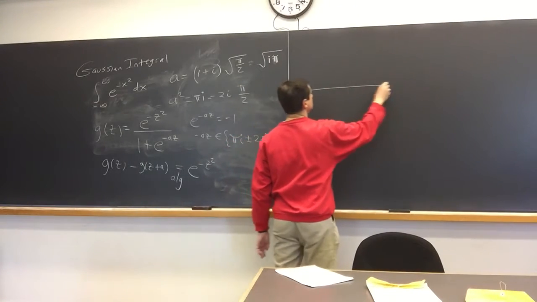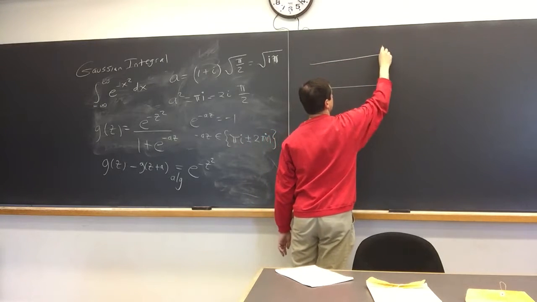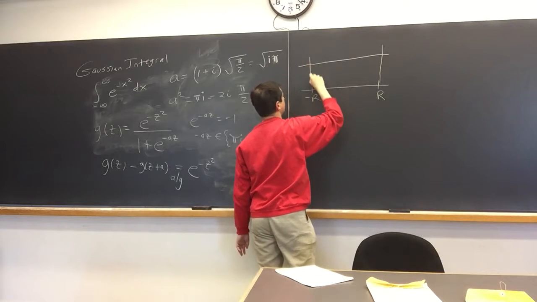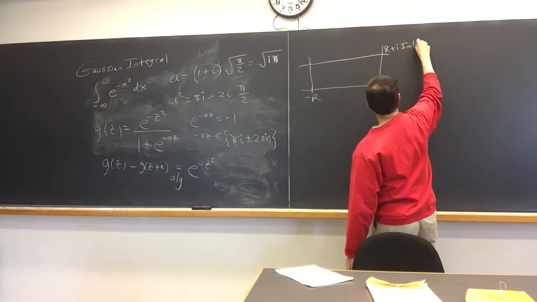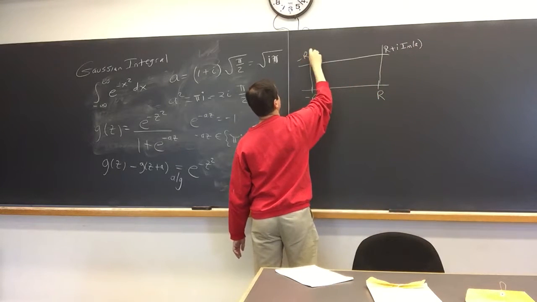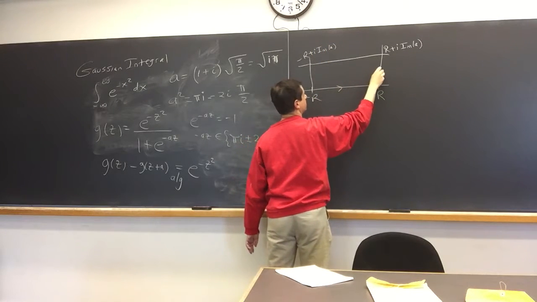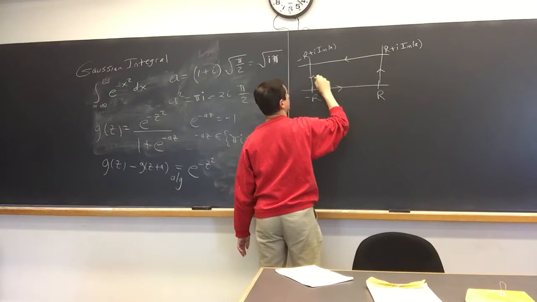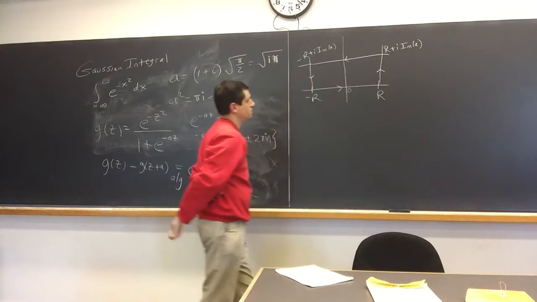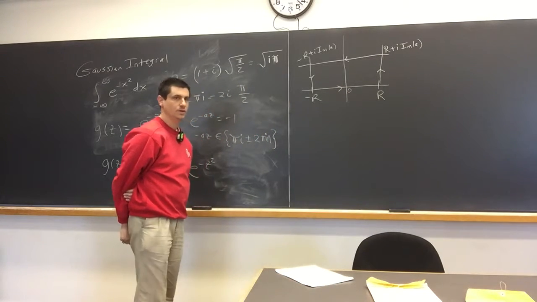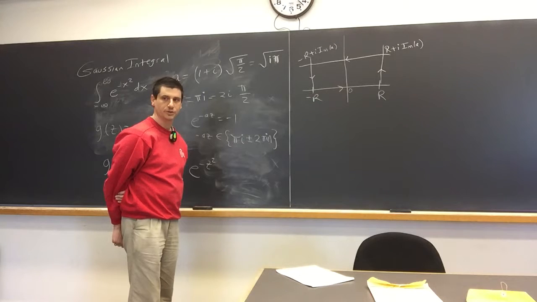So here's minus r, here's r. I want to go up a little bit. And this will be r plus i times the imaginary part of a. And this will be minus r plus i times the imaginary part of a. And here's 0. So there's my contour. I've got to choose which function I want to integrate over this contour.